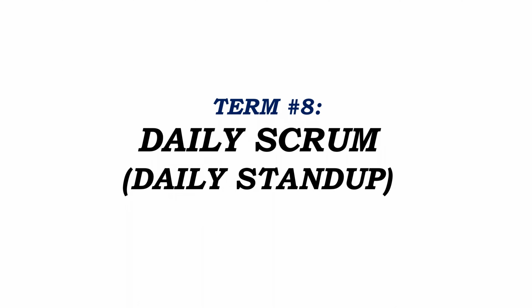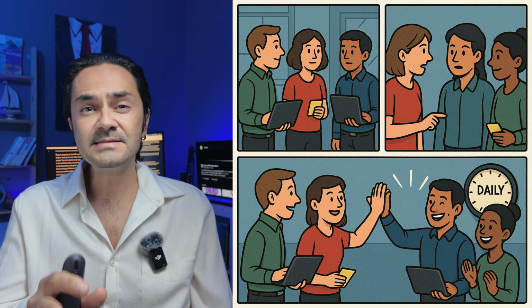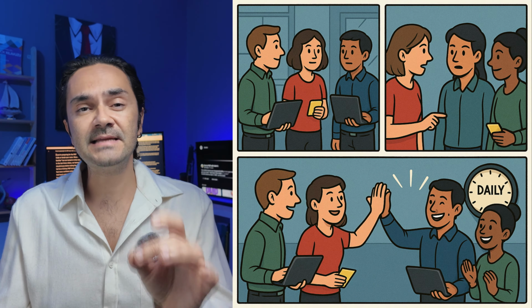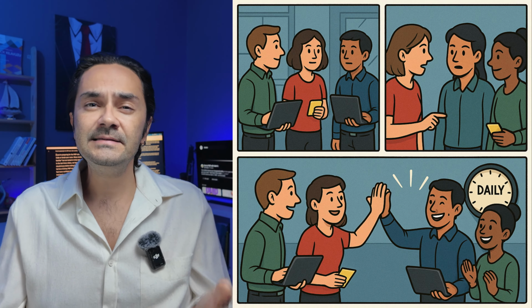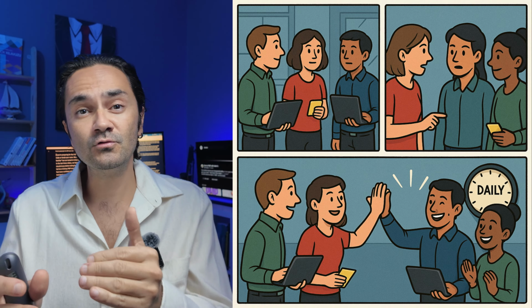So, what's a daily scrum? As the next Agile term we'll discuss, the daily scrum is a short meeting that the team has every day during a sprint. It usually lasts no more than 15 minutes. The main goal is to help the team stay on track and make sure everyone knows what's going on. By keeping it short, the team can stay aligned without wasting time. A daily scrum is also called the daily stand-up because during this meeting, team members usually stand instead of sitting.